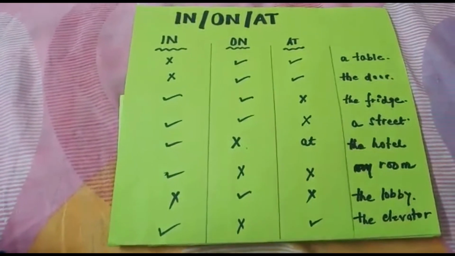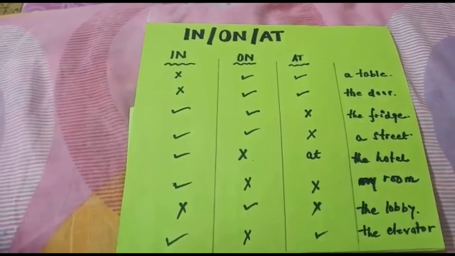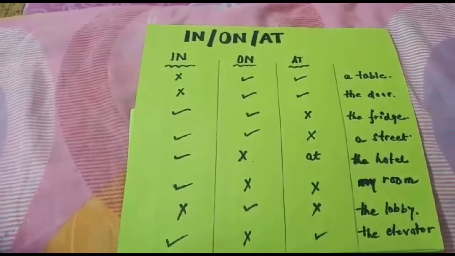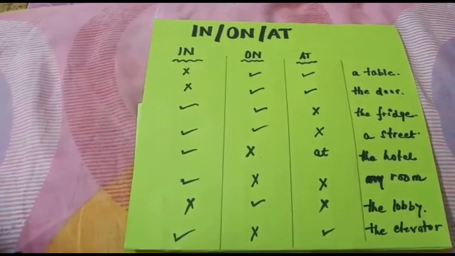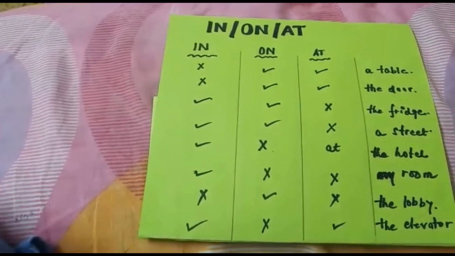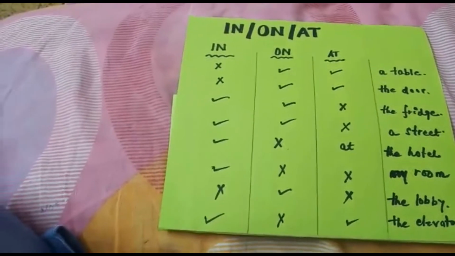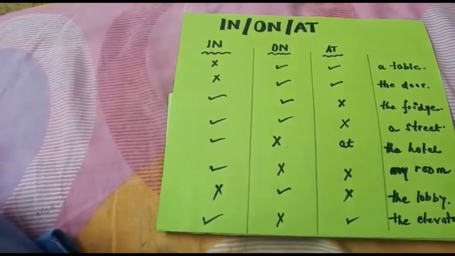Friends, in this video I will do two things. First, I will tell you the difference between in, on, at, and then I will also tell you the conditions where to use in, on, at correctly. So, first I will tell you what "at" tells us. Okay, now "at" is the preposition that tells us the exact location or point.